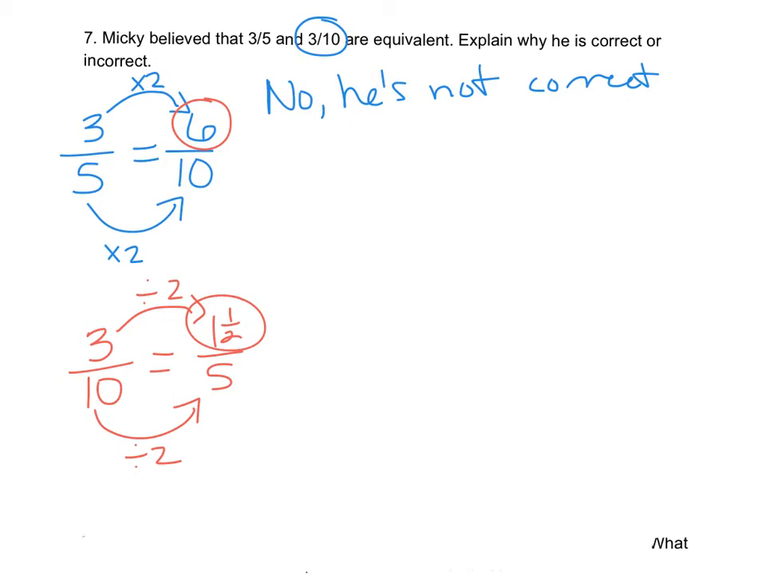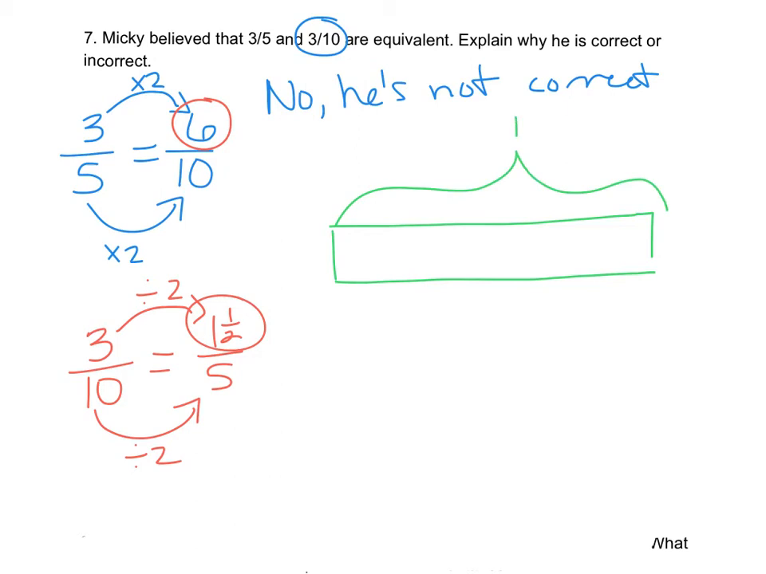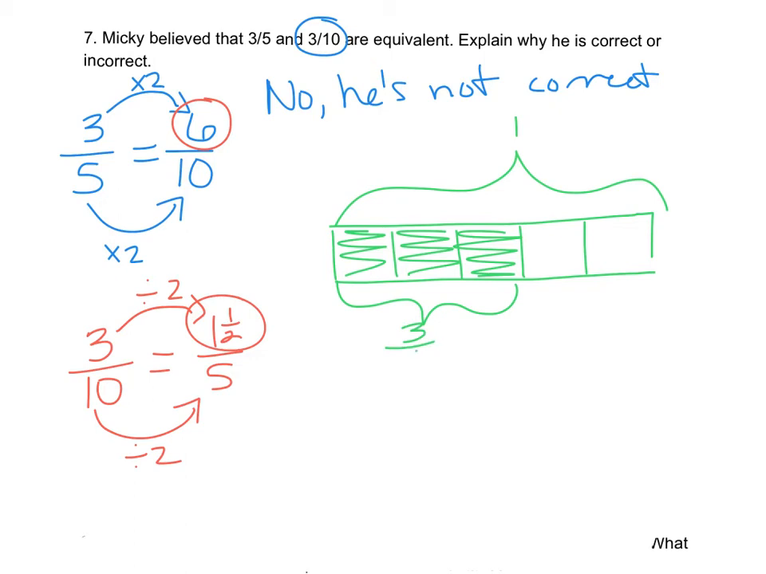Another way is I can draw a model. So let's do that. So my fractional parts. So here's my 1/2. So 3/5, so I have fifths. Remember, my fractional parts should be about the same. I have 3 of them. 1, 2, 3. Label it 3/5.